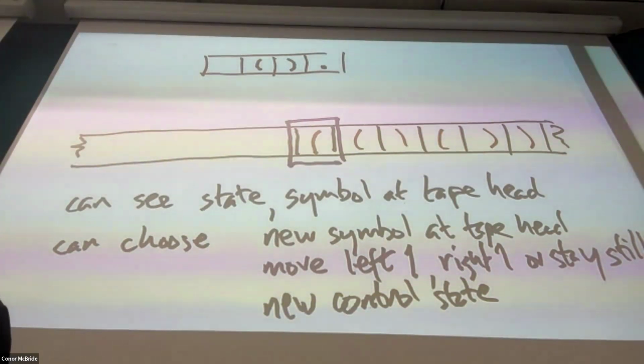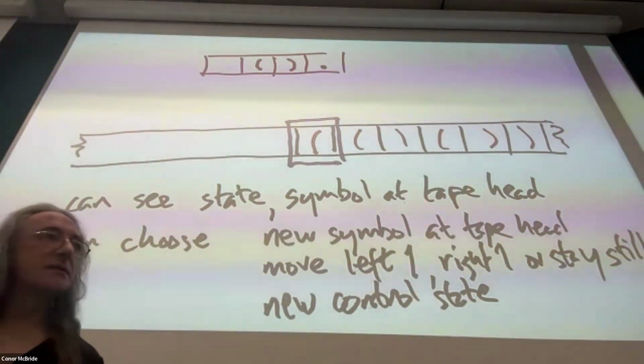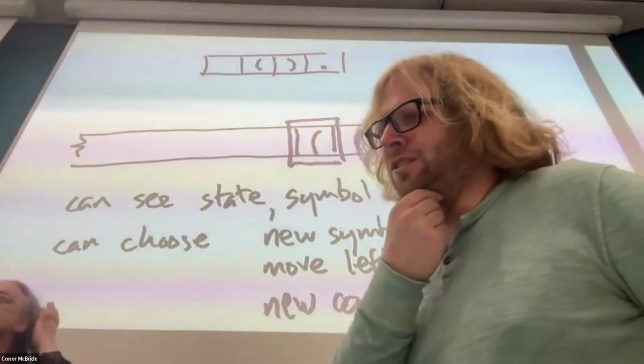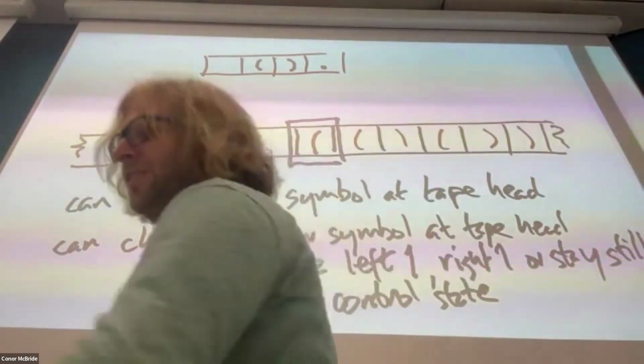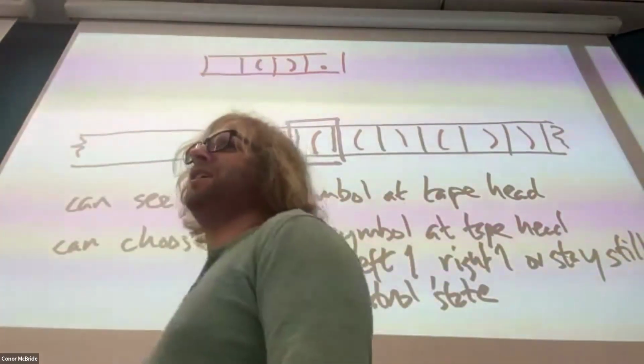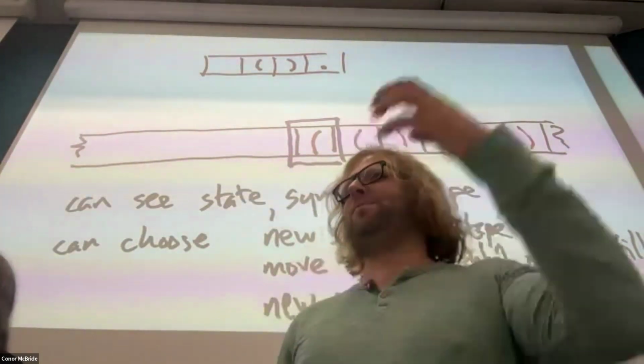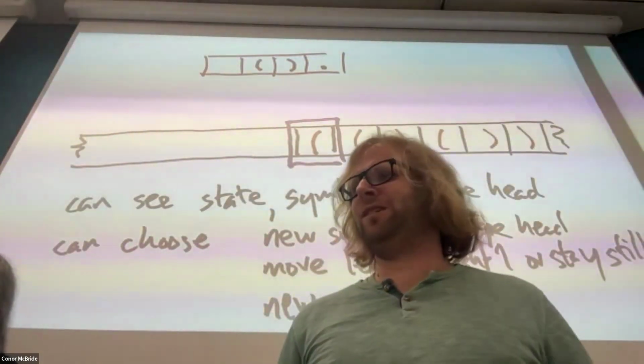I wanted to point out a few things, just to comment on the language. "Can choose" here, in some sense, really means "must choose." There's a number of fixed steps the machine goes through.